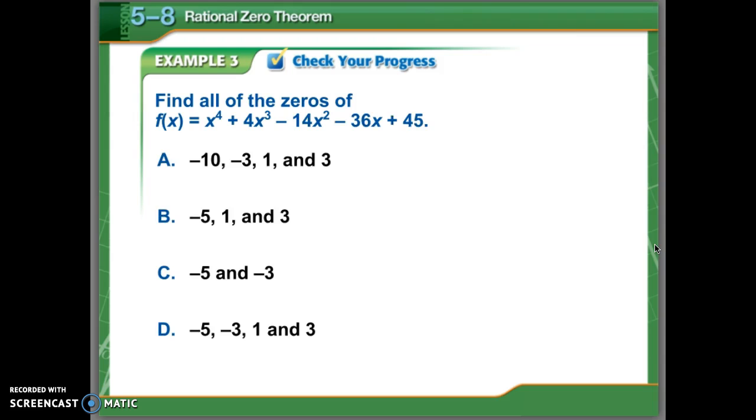Okay, try the same process now on the check your progress problem. Notice again it's a 4th degree, so obviously here it's either going to be A or D. But go through and try the process for finding the rational roots, the possibilities for P and Q, and do your synthetic division. When you have your answer, go on to the next slide.